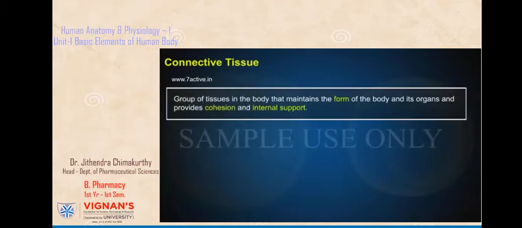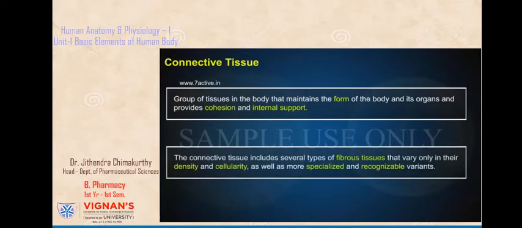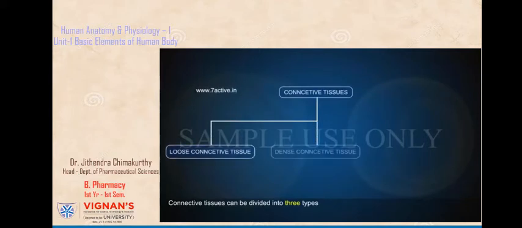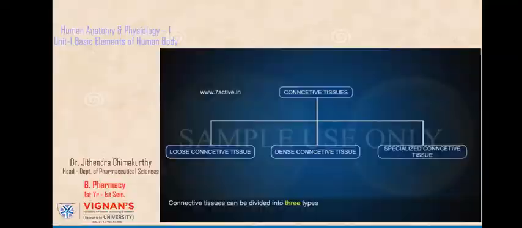Connective tissue is a group of tissues in the body that maintains the form of the body and its organs and provides cohesion and internal support. The connective tissue includes several types of fibrous tissues that vary only in their density and cellularity, as well as more specialized and recognizable variants. Connective tissues can be divided into three types: 1. Loose connective tissue, 2. Dense connective tissue, 3. Specialized.